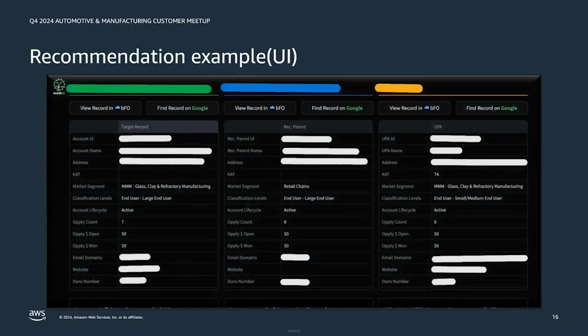So this is typically how the structure looks on the UI. On the left-hand side, we have the child record. The middle one is the recommended parent by the system. And on the third side, we have the ultimate parent. There can be multiple tabs this way; there can be four tabs as well, depending on the hierarchy. This one has a simple two-tier hierarchy, a parent and an ultimate parent.